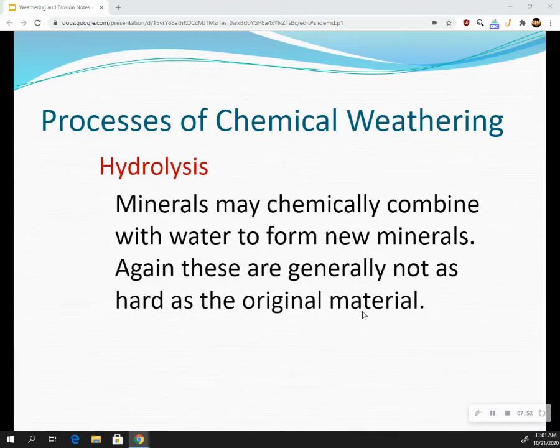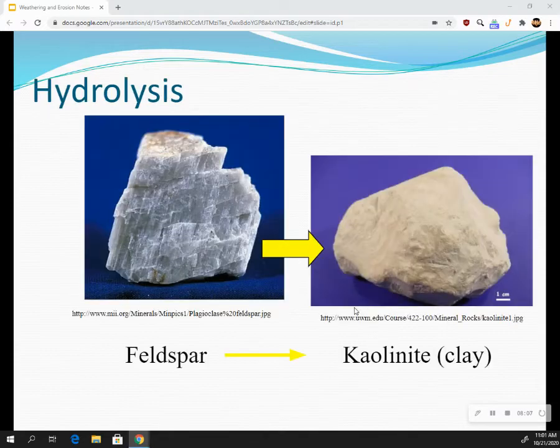Hydrolysis. When you think of the word hydro, think of water. It combines with water, or dihydrogen monoxide, to create new minerals. So this isn't just dissolving or things along those lines. This is something new. For instance, when you combine feldspar with water, it turns into clay. Think about how clay is found inside the earth. Without that water, it is just feldspar.